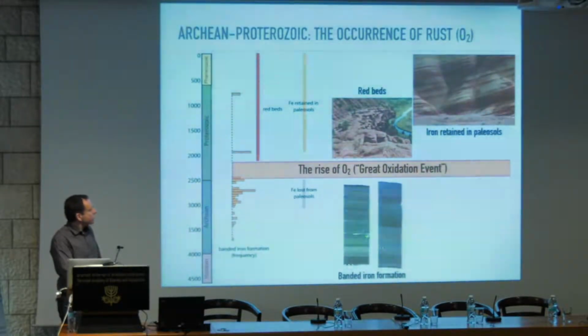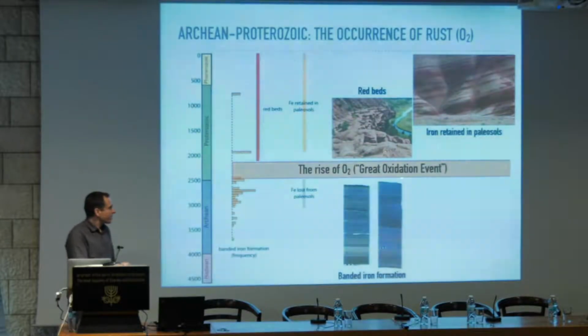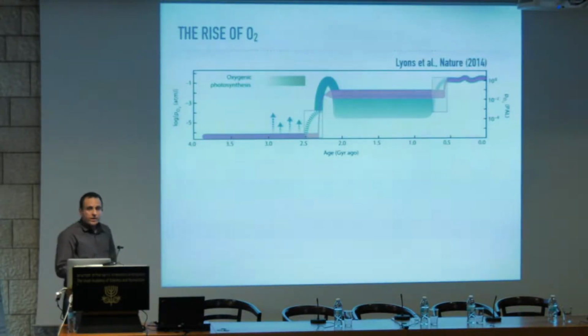something happened here that led to a change in the cycling of this reduction-oxidation sensitive element, iron, such that it stopped appearing in its ferrous form in the geologic record and began appearing as rust in the geologic record. And what we understand is that this is the rise of atmospheric oxygen.